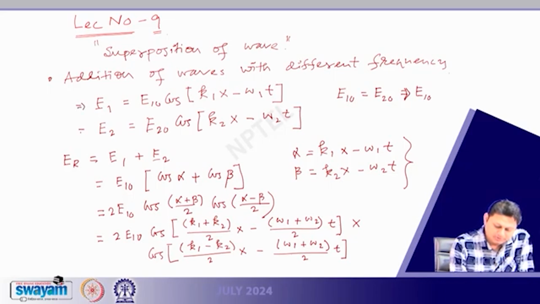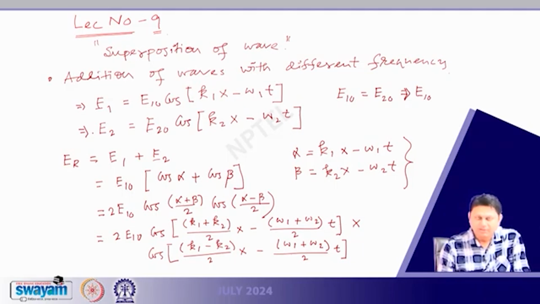two different waves. Their amplitudes are the same, that is the condition we have, but their wavelengths are different, and in that case if I add these two waves together, then this is the resultant wave we get.